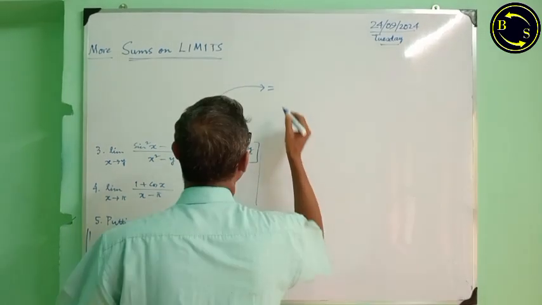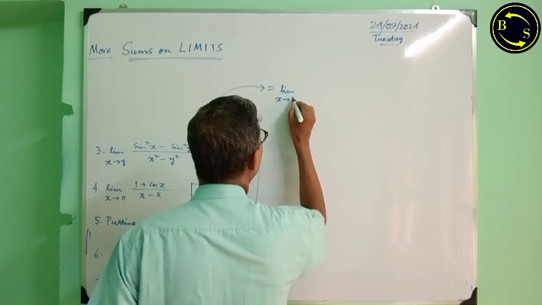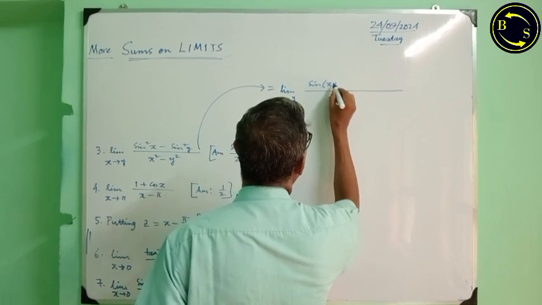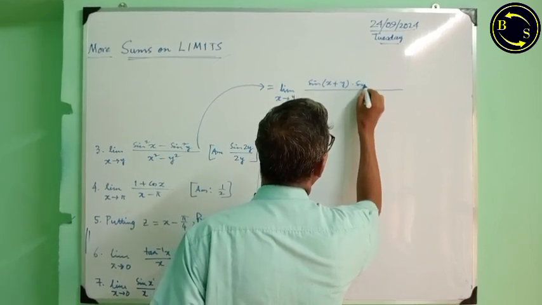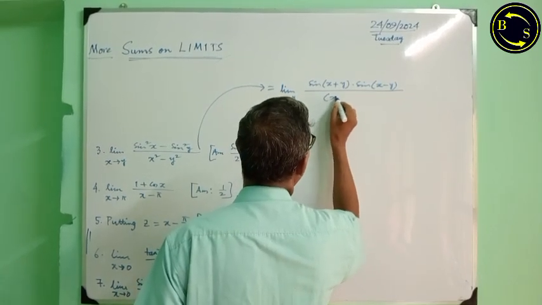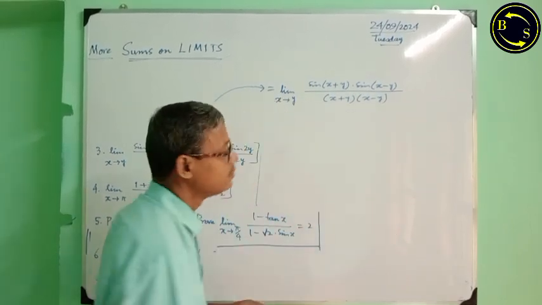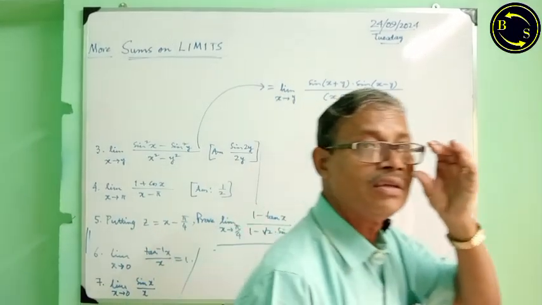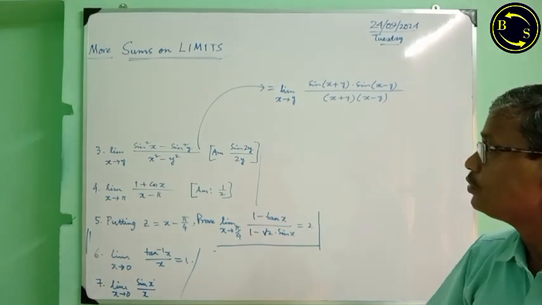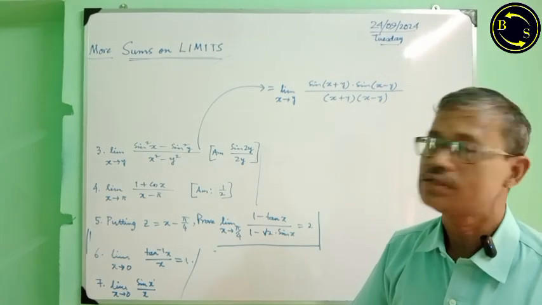First I write limit x tends to y, sin of x plus y, sin of x minus y, by x plus y into x minus y. Students, you will work out in the different form also, writing the numerator as sin x plus sin y into sin x minus sin y.